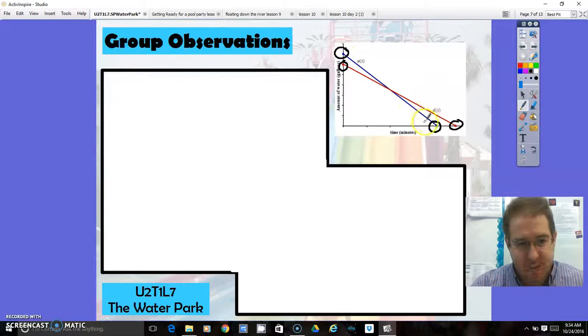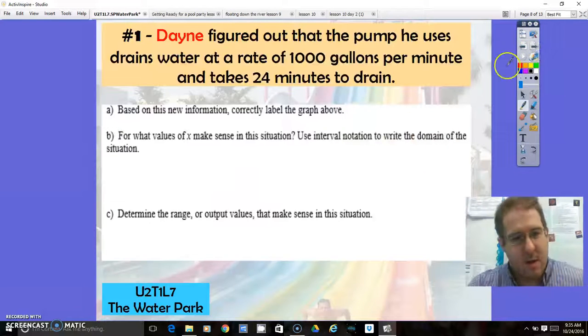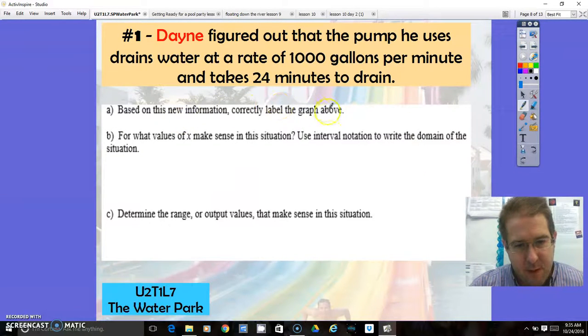And you should also know that Allie's goes down. They both go at a constant rate. That's a similarity. But Allie's is going down quicker. So even though her pool started with more water, her pool drained first because her pool is going down quicker, whereas the red line you can clearly see is not going down as fast. All right, so based on this new information, correctly label the graph above.